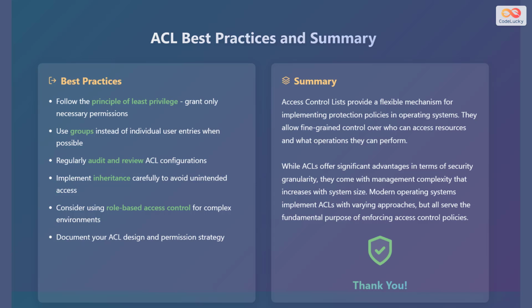To effectively use access control lists, it's important to follow some best practices. Follow the principle of least privilege by granting only the necessary permissions. Use groups instead of individual user entries whenever possible. Regularly audit and review access control list configurations to ensure they are up to date and accurate. Implement inheritance carefully to avoid unintended access. Consider using role-based access control for complex environments. Document your access control list design and permission strategy.